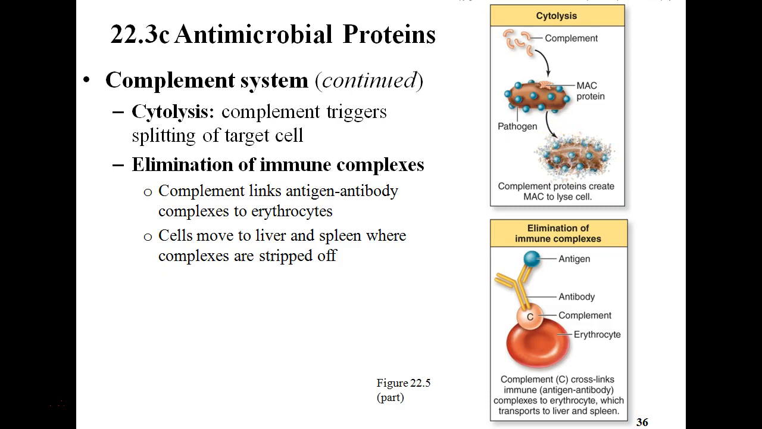And then also we can eliminate immune complexes. On looker's right, we have an immune complex. Notice how there's an antigen attached to an antibody, attached to complement, attached to an erythrocyte. So we can eliminate this immune complex by linking immune complexes to erythrocytes. When we attach them to the erythrocytes, these become stripped off when the erythrocytes are processed in the liver and the spleen.